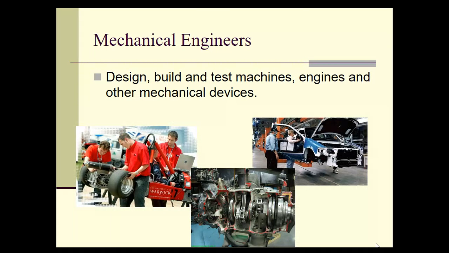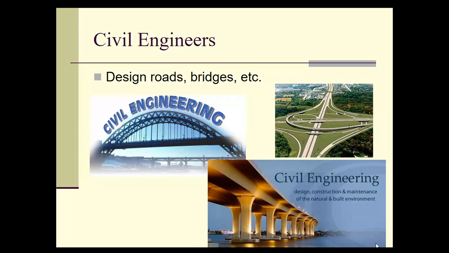A mechanical engineer designs, builds, tests machines, engines, or other mechanical devices. Mechanical devices are all around us. Like your bicycle, even like a doorknob or a sewing machine. Those are all things that are mechanical devices. And a mechanical engineer would play a part in designing those machines to work correctly and do what they're supposed to do. Another type of engineer is a civil engineer.